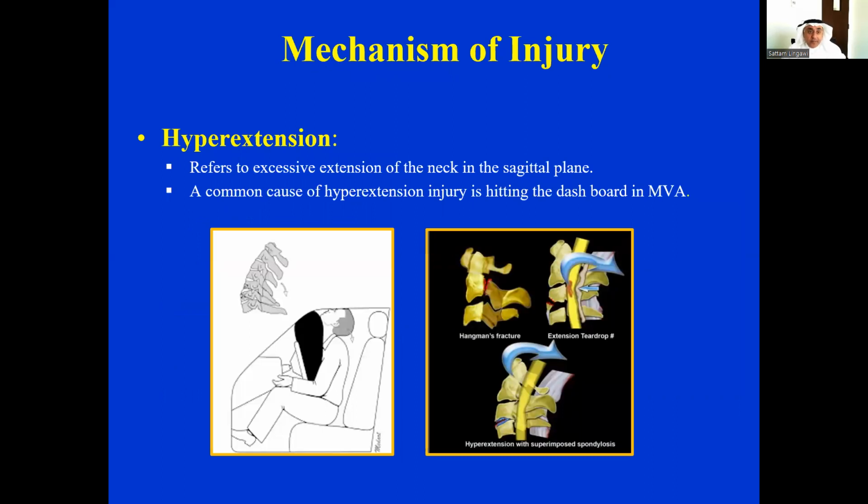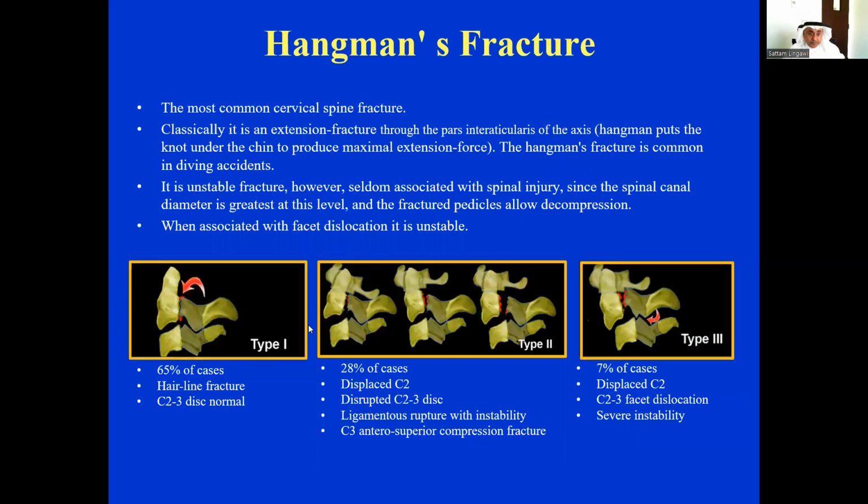Moving now to the hyperextension injury, which usually occurs in motor vehicle accidents with the dashboard injury, where actually the inflatable balloon or the windshield being hit by the chin of the passenger or the driver, throwing the head into a hyperextension sudden movement. The most common fracture that occurs with this scenario is Hangman fracture, which is basically fracture of the pars interarticularis.